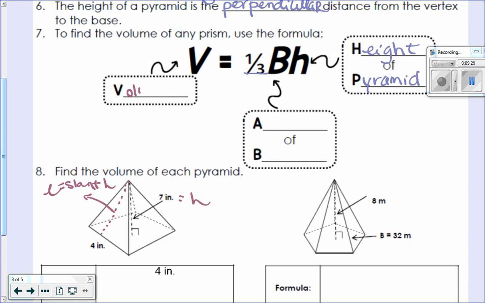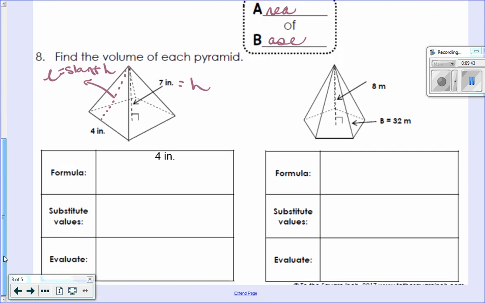Okay, and we know that V represents volume. I don't think I put that in on the first page. And big B represents what? Area of the base. All right, let's find the volume of each pyramid. Do y'all see this right here? Let's go ahead and add that. The formula is V equals, and I write it a little bit different. I put divide by 3 at the bottom. Just these being 8th grade, there was no calculator, so it's easier to simplify that 3 out right there.